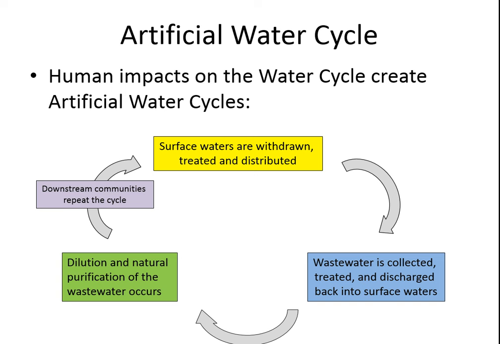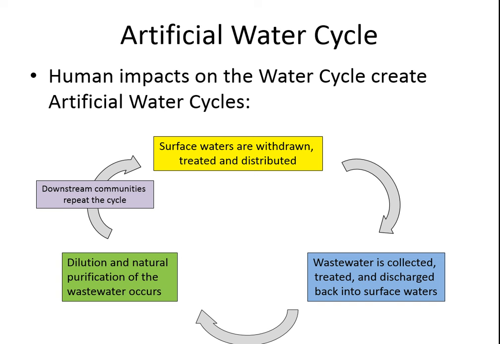And the idea here is that when we discharge this water that's been treated, it's no longer considered a pollutant because the contaminants have been removed. However, there are still chemicals there from the treatment of the water. And so the idea is that by returning it to the surface water, we're returning it to a large body of water, which will dilute and naturally purify that wastewater that has been treated.